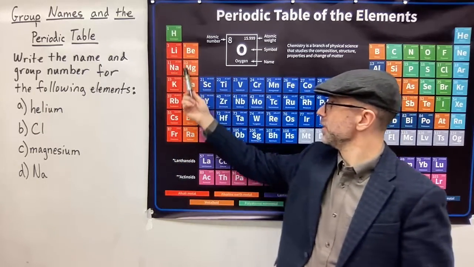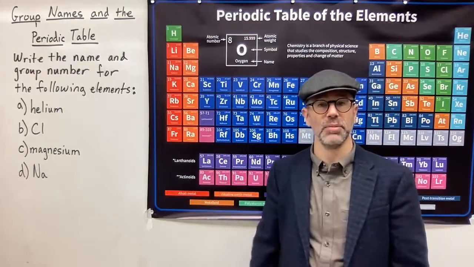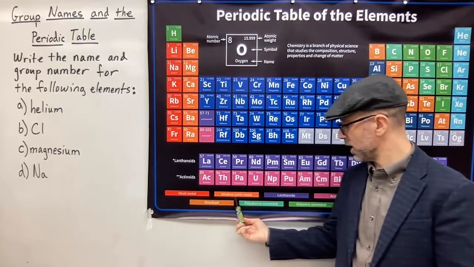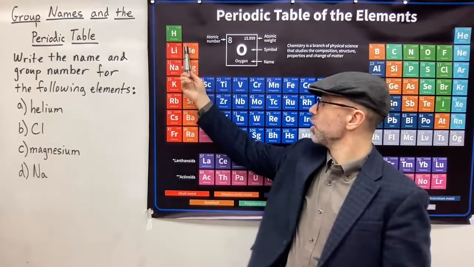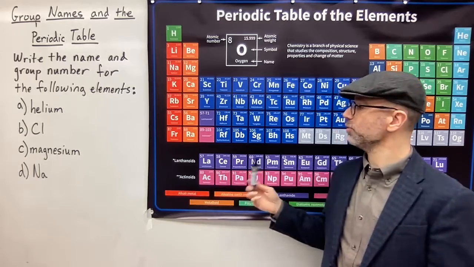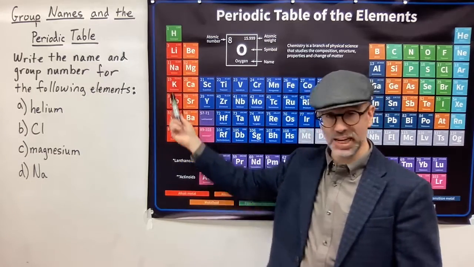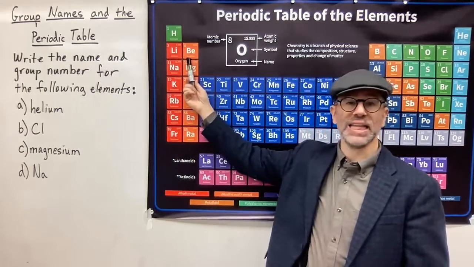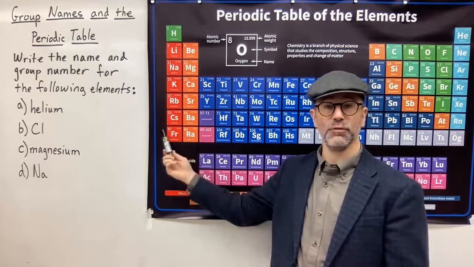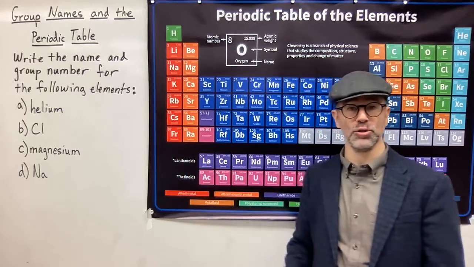The next group here, this orange group 2A, they have the name the alkaline earth metals. So you'll see here alkaline earth metals. So group 2A has the special name alkaline earth metals. Don't confuse that with alkali metals. These are alkali metals. These are the alkaline earth metals. So these can get confused with each other because the names are similar. So try not to confuse those.